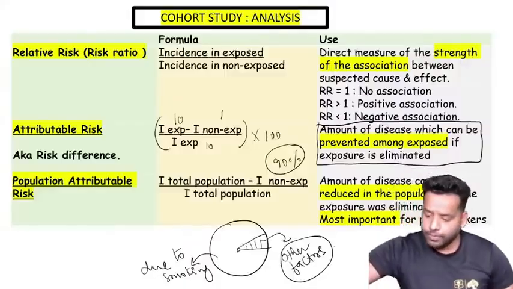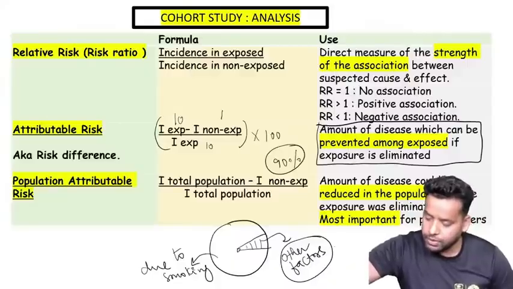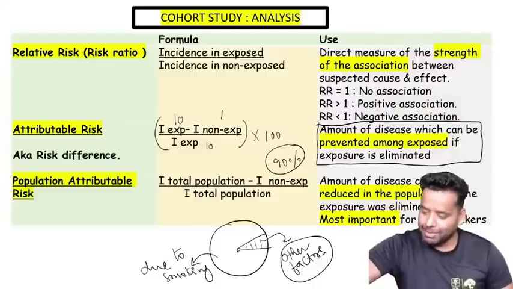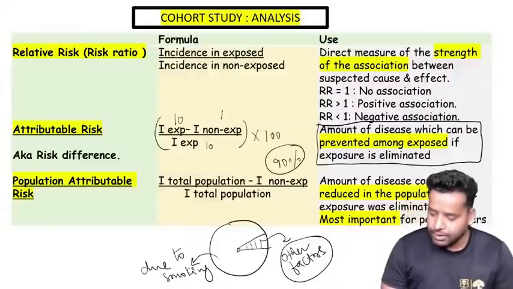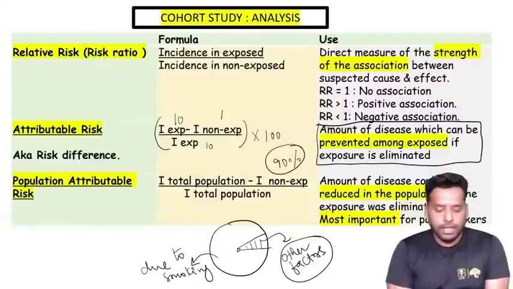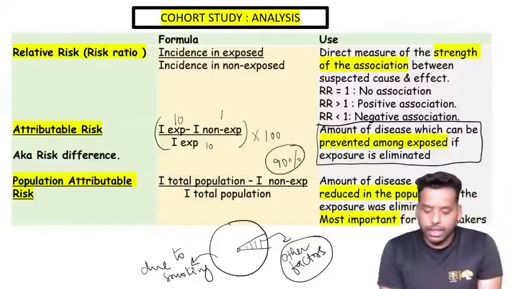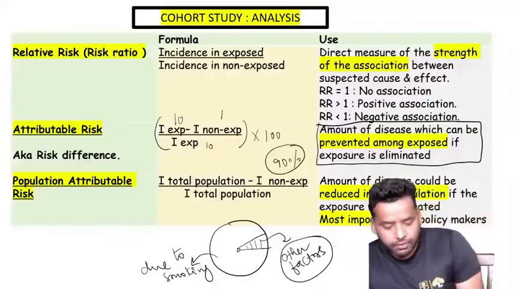True or false? All 100% of the cases can be prevented. False statement. How much percent of the cases can be prevented? 90% of the cases can be prevented because 10% is due to other factors.